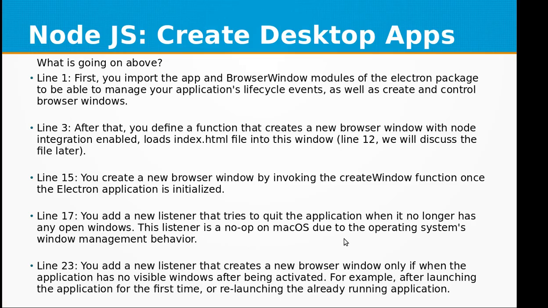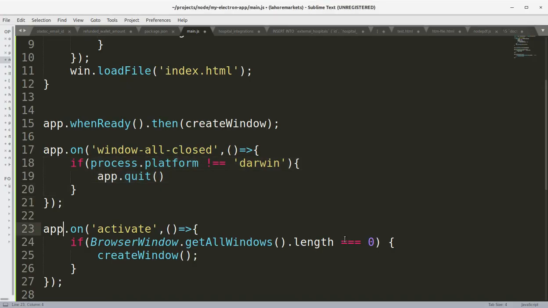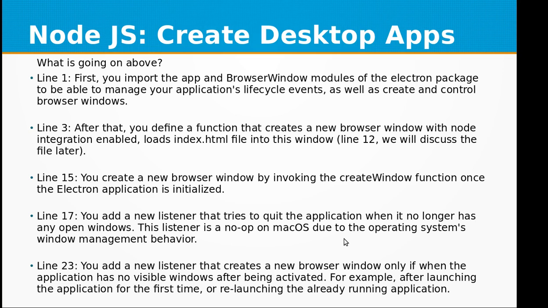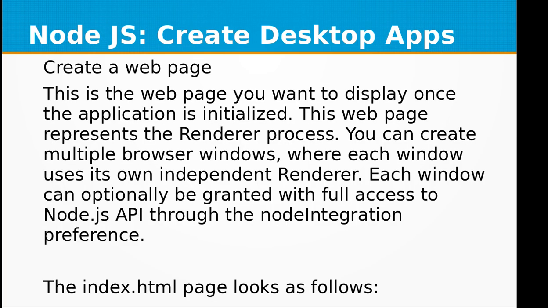And on line 23, we have the activate listener that creates a new browser window only when the application has no visible windows after being activated. For example, after launching the application for the first time, or relaunching the already running application.